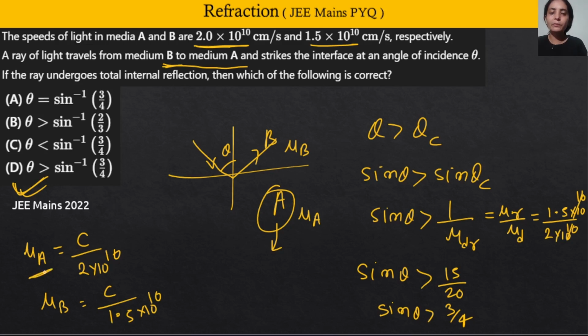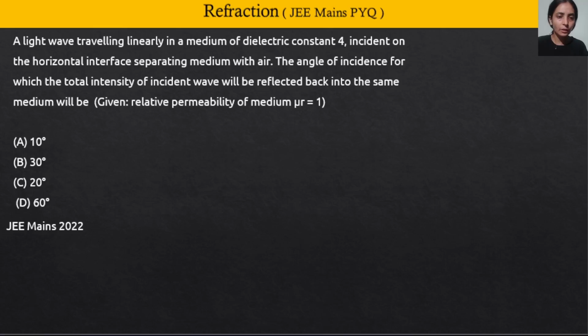After that, you just need to know how to write refractive index in terms of velocity. If you know that, you can easily crack it, right? So the question is not difficult, it's very easy, I'd say. Now let's focus on this one.